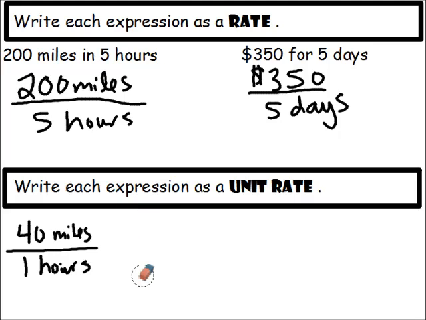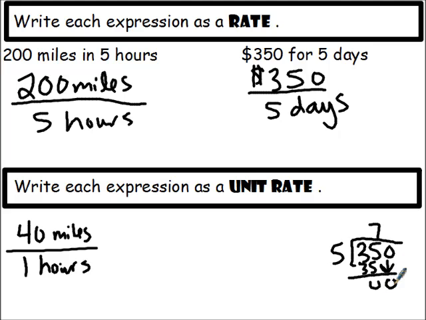Now let's find $350 for 5 days as a unit rate. How would we do it? Again, we'll divide 350 divided by 5. And we get 70. So that's $70 per day. $70 for each day.